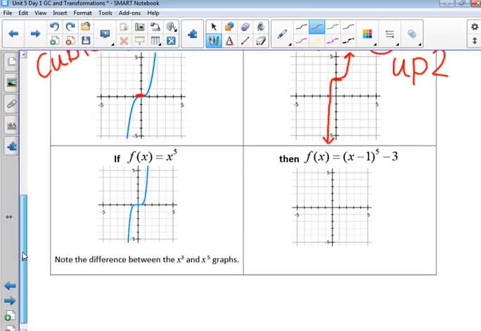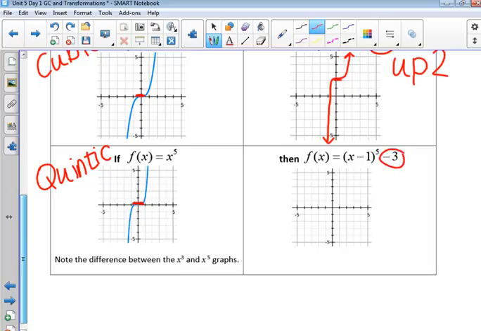X to the fifth, what do we call that? Quintic. Linear, quadratic, cubic, quartic, quintic. Again, remember, here's my cubic. It's a little flat there. This is even flatter, my x to the fifth. Who can tell me what the transformations are here?